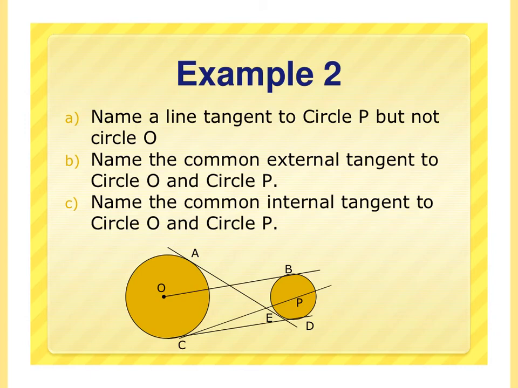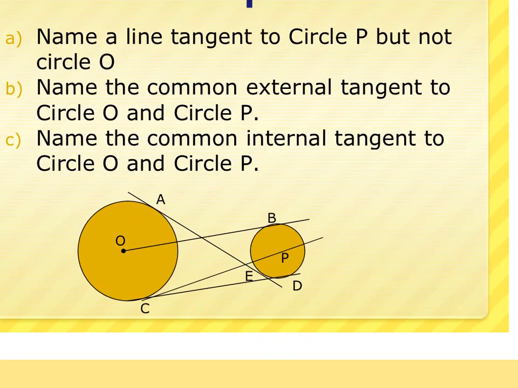All right, example 2, name a line tangent to circle P but not circle O. So we're looking at this diagram and we want to find something that's just tangent to circle P, which is this one. That would not be tangent to circle O. So tangent to circle P would be OB, this line here. It would be AE, this line here. And it would be CD, this line here. So all three of those are tangent to circle P. Now we want one that is not tangent to circle O, which means I'm talking about OB or BO. That would be a secant to circle O.